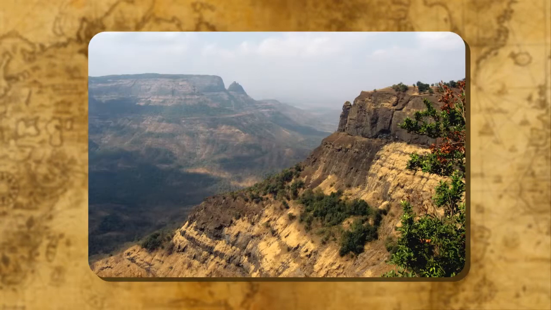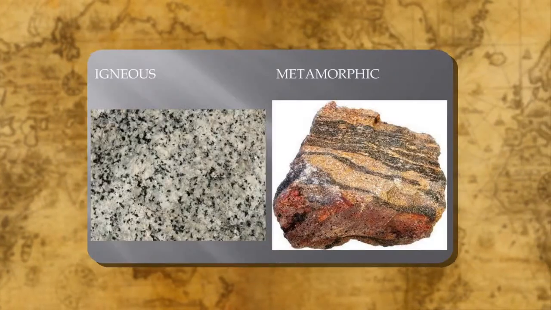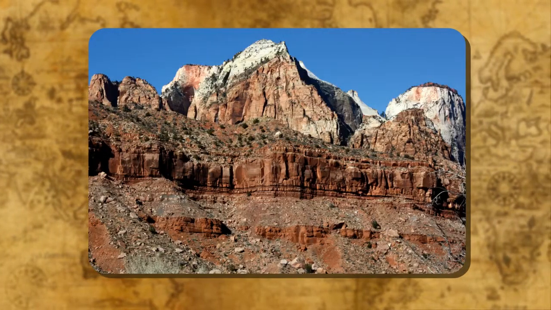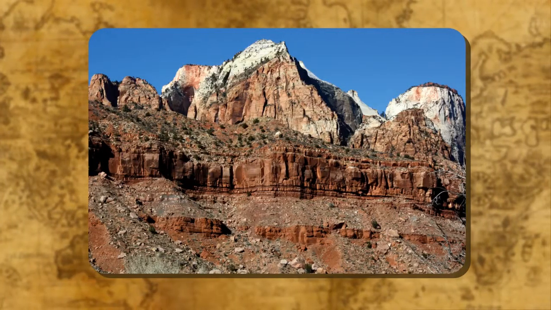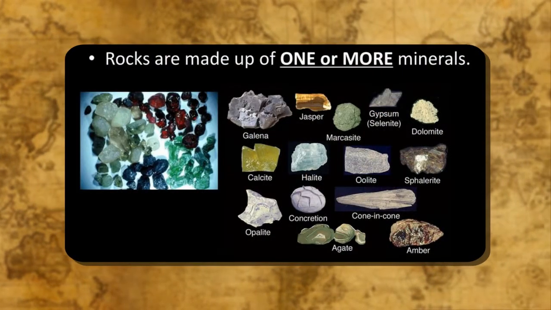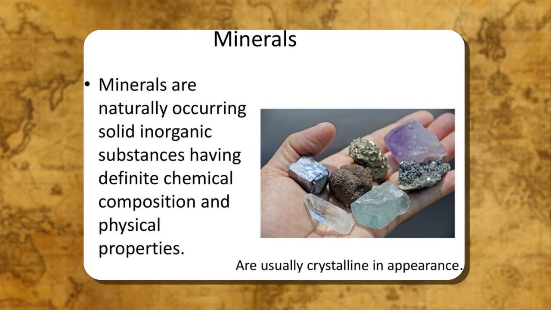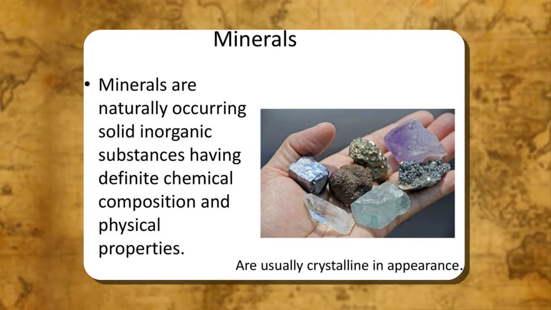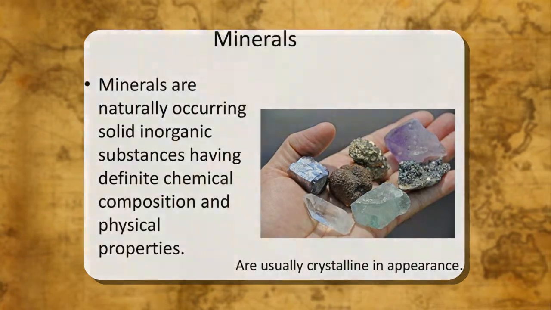For example, the Deccan Plateau is made of igneous and metamorphic rocks, while the Himalayas and the northern plains are made up of sedimentary rocks. Rocks are made up of one or more minerals. Minerals are naturally occurring substances which have a definite chemical composition and physical properties.